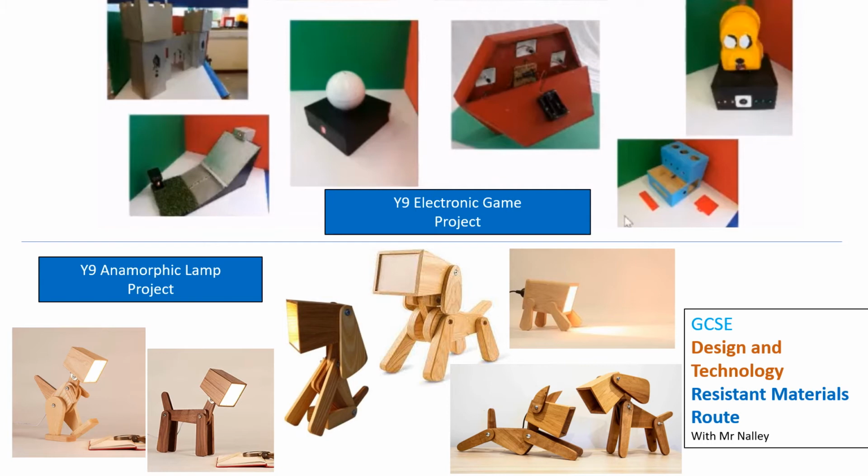It is a lamp that is shaped and designed in the frame of an animal. We use wood for their body, plastic for ornaments and parts of their ears, and as well as that, we use metal for other different parts. It's a really good project to give the kids skills in both hand tools and machine tools in resistant materials, and it's an excellent start to the year.